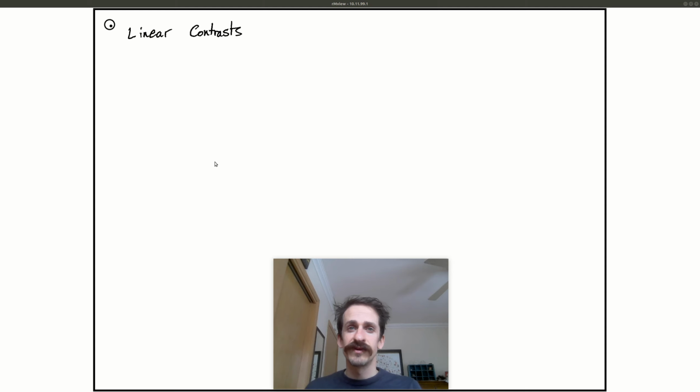Next, we're going to pivot away from these pairwise comparisons and talk about how we can do other more complicated comparisons of means for our levels of our factors. And the tool that we're going to be using is called linear contrasts. Linear contrasts include the pairwise comparisons that we've already talked about, but also include other comparisons that we haven't yet talked about.